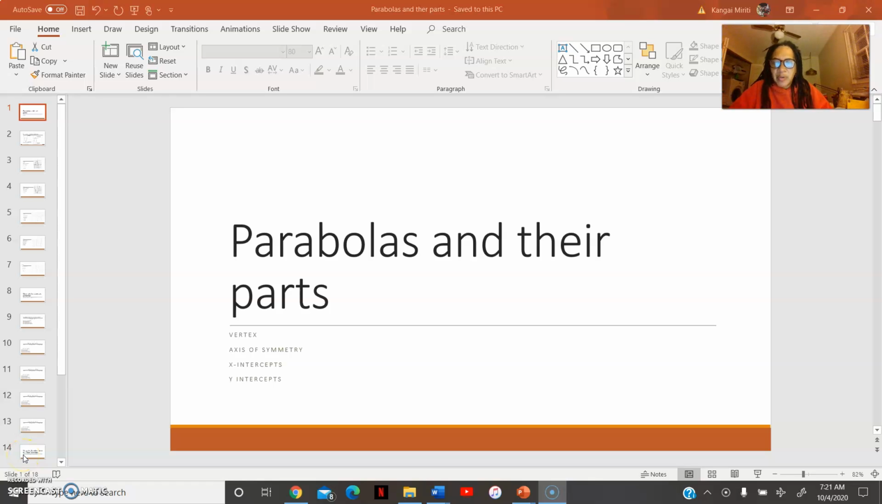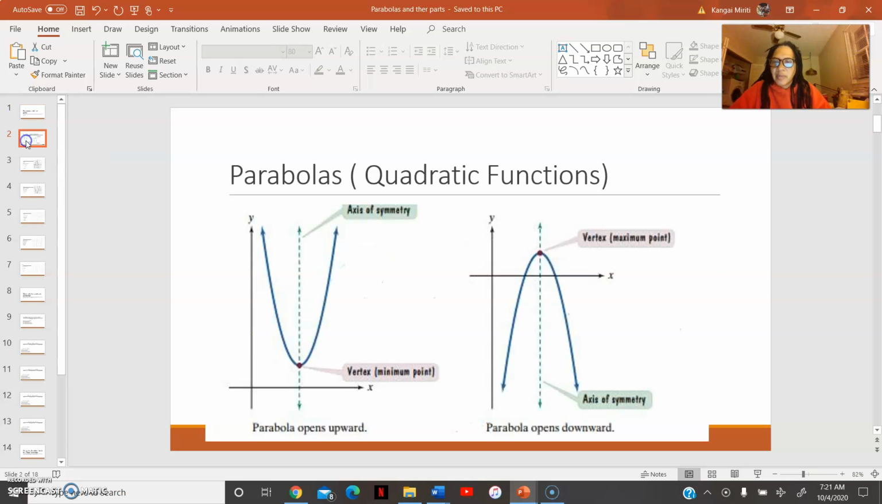Okay, let's talk about parabolas and their parts. The particular parts that we're going to be looking at are the vertex, the axis of symmetry, the x-intercepts, and the y-intercept. So first of all, what do parabolas look like? Here they are. They're these little U-shaped things like this, and they can be turned up or turned down.